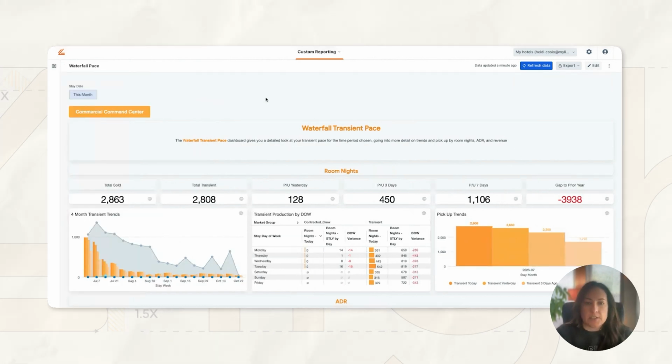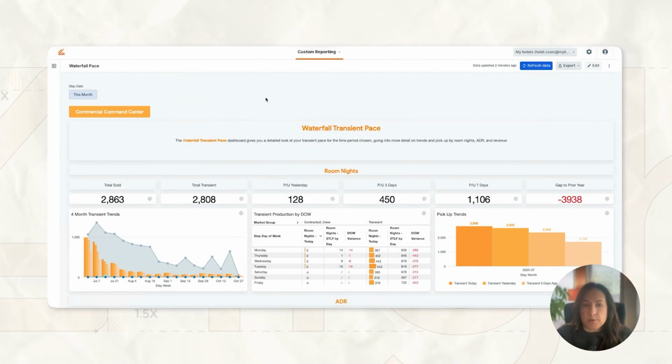The intent behind this report is to take a look at how your transient is picking up or trending over time. Right now we have here segmented out at the very top, you can see room nights, and we have a couple of KPIs like total sold to the total hotel, total transient sold, how much transient has picked up since yesterday, since 3 days ago, since 7 days ago, and what that gap is to prior year actuals.